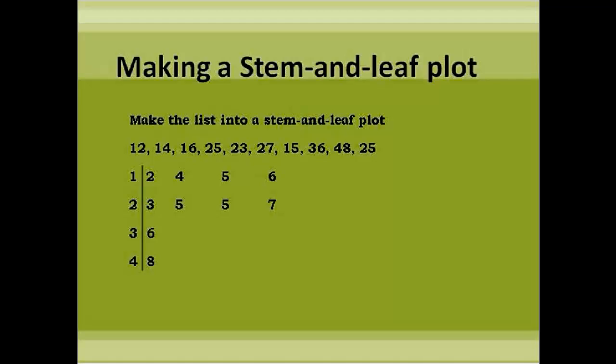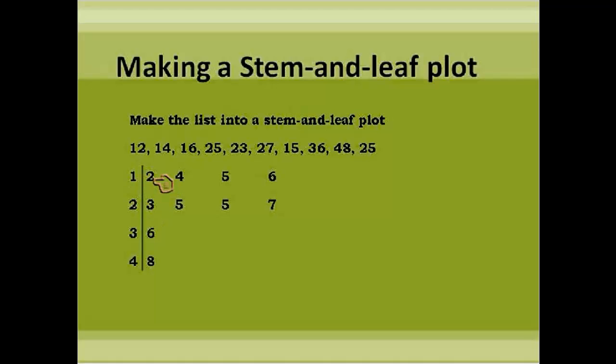Let's go ahead and make a stem and leaf plot. What we have here is a list of numbers that we have made into a stem and leaf plot. You see inside our list of numbers, they're not all in order, but we have 12, 14, 16, 25, 23, 27, 15, 36, 48, 25. And we've taken all of these numbers and put them into a stem and leaf plot. Each number that has a 1 in the tens column, like 12, 14, 16, and then another 15, will be under the 1 in the tens column.